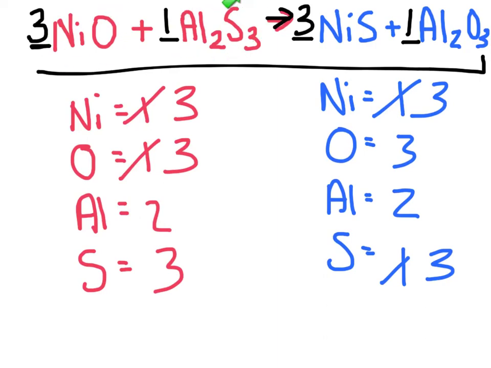So the balanced equation is right here, and it's telling me that 3 of these compounds react with 1 of these compounds to get 3 of these compounds and 1 of those compounds. And this reaction follows the law of conservation of mass.